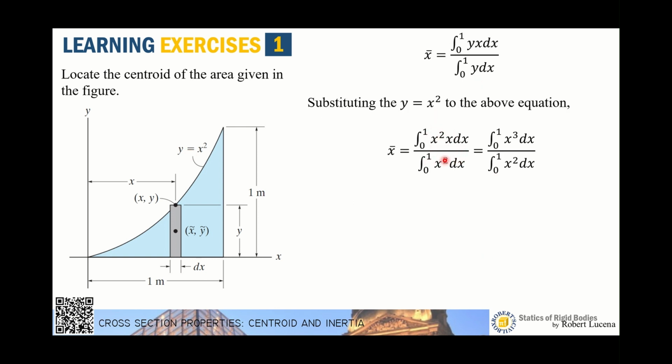You replace everything. After replacing y equals x squared, everything now is in x. So you can proceed with solving for the x bar. You can use the manual, hand calculation of integration, or you can use a calculator. Either way works great, so it's up to you. But for me, if you have your calculator, then why not? So you can use your calculator for an easier calculation, and x bar is equal to 0.75.